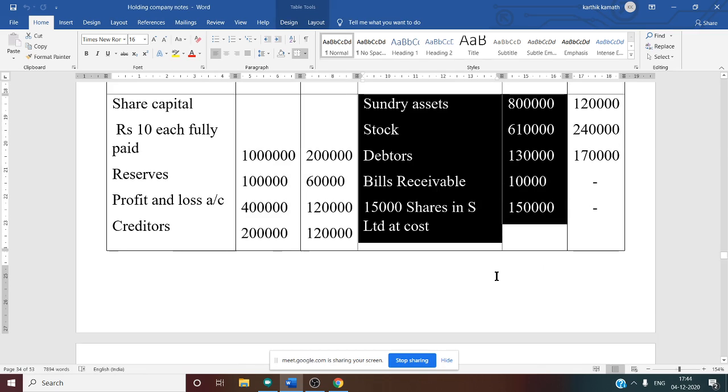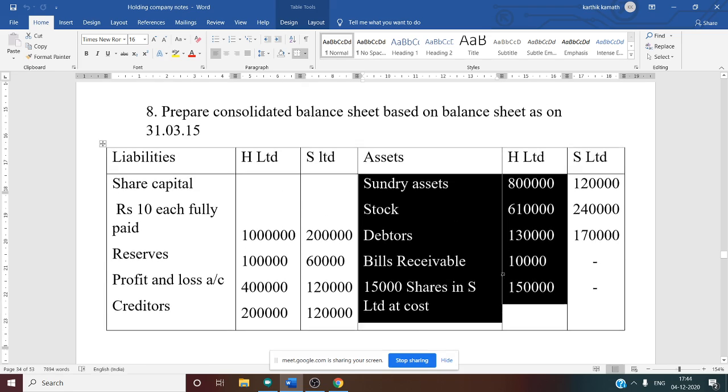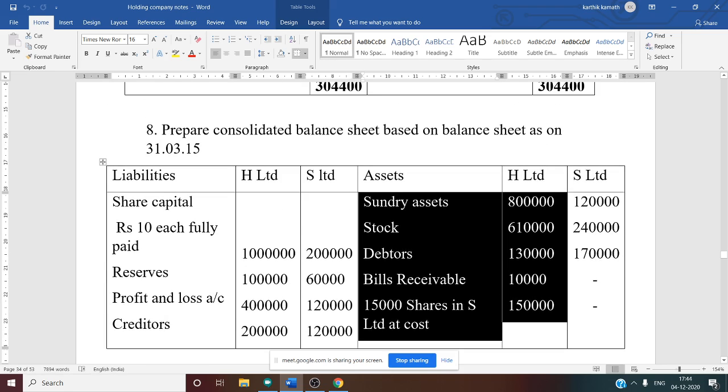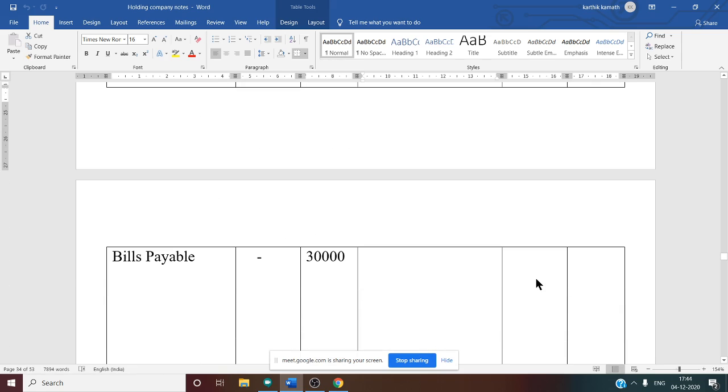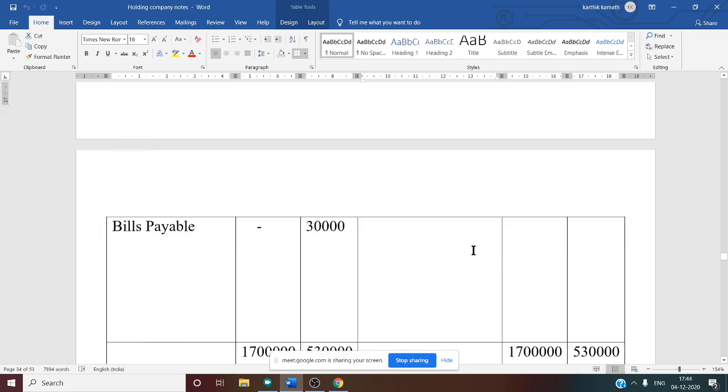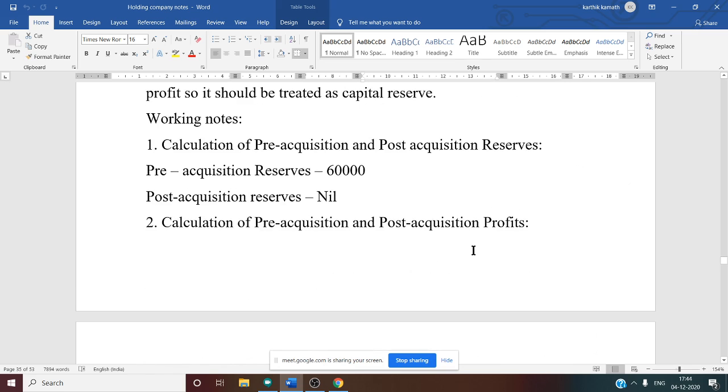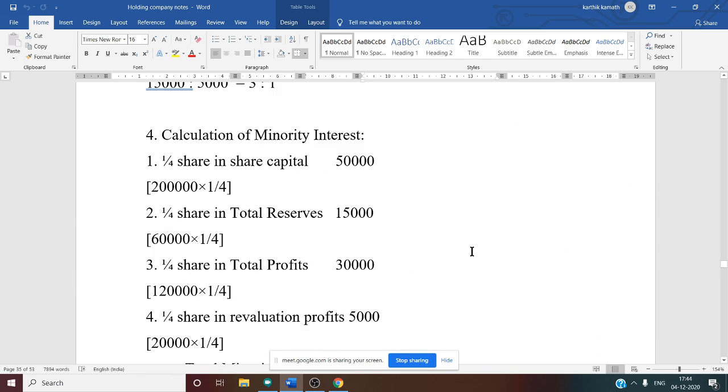So in the consolidated balance sheet there is no bills receivable. Why? Because actual amount available in the balance sheet is 10,000. If you deduct 10,000 from that, that becomes nil or zero. But you have to show bills payable in the consolidated balance sheet. That is 30,000 minus 10,000. 20,000 bills payable appears in the consolidated balance sheet.